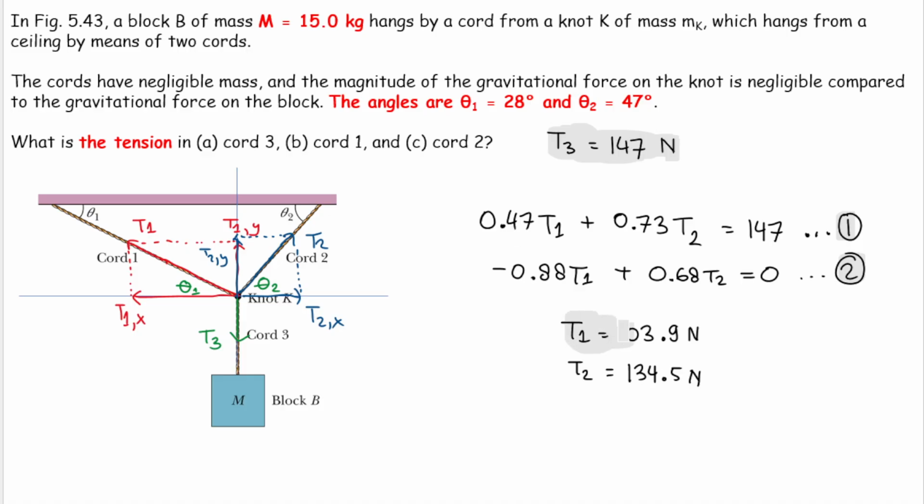Here, this is T1 and this is T2. So the answer for question A is this one, and the answer for question B is this one. It is the tension in cord 1, and the answer to question C is this one here. Hopefully, I did not make any mistakes during my calculation.